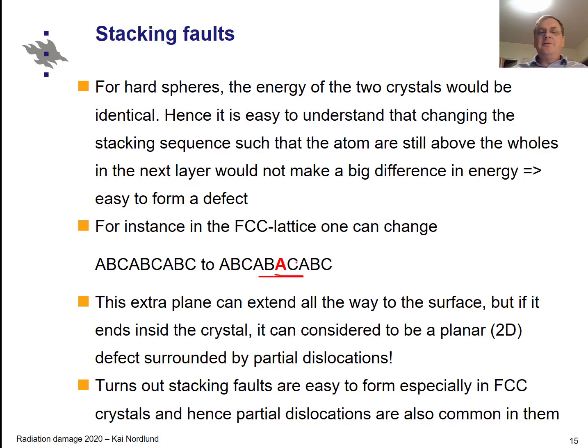But if you insert a plane so that no two letters are repeating, this has a fairly low energy. It's still a defect, because it's not the perfect stacking sequence, and it will have higher energy, but the energy difference may be quite small. And if this stacking fault is local inside a crystal, then it's a planar defect which is surrounded by partial dislocations. Because obviously, if you do a Burgers circuit around a fault like this, the directions will change, and you will have a Burgers vector which is non-zero.